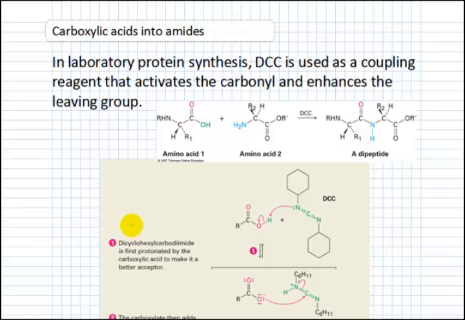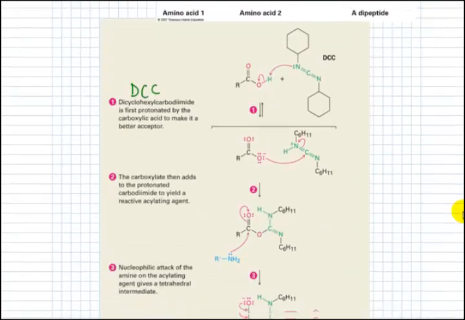DCC, dicyclohexylcarbodiimide, is used as a reagent that activates the carbonyl and makes for a good leaving group. So remember I said with carboxylic acids, you need to activate the carbonyl, you need to make a good leaving group. In our Fischer esterification, the protonation served that purpose. Here, we don't do this under acid catalyst. That would protonate the amine here, making it no longer a nucleophile. So we need neutral conditions, and DCC allows for that.